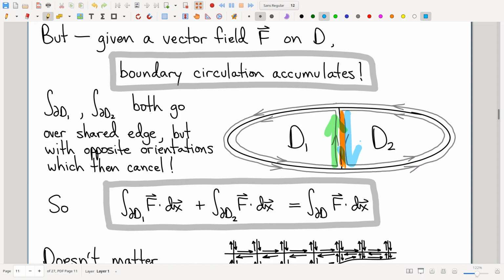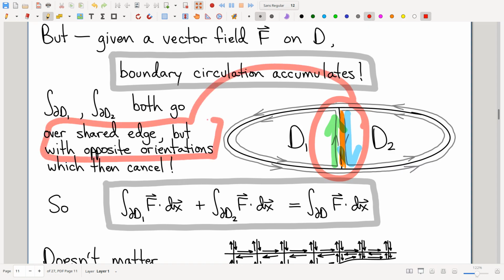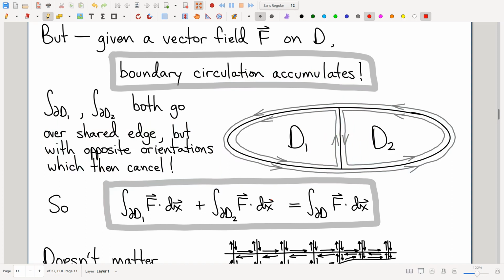And the beautiful fact is, though, that these two extra terms are the same curve with opposite orientations, which therefore have exact negative values and cancel. And so the problem just goes away. And even though it didn't look like it should, in fact, this has worked out and boundary circulation accumulates.